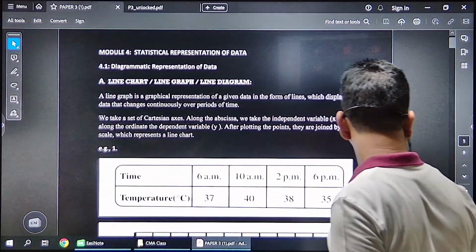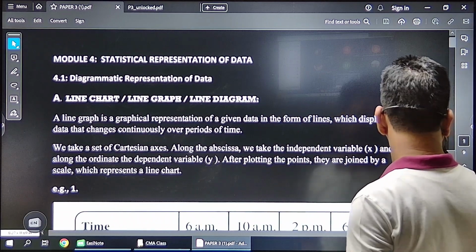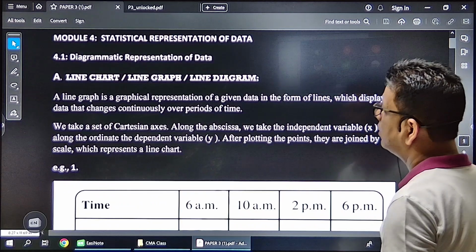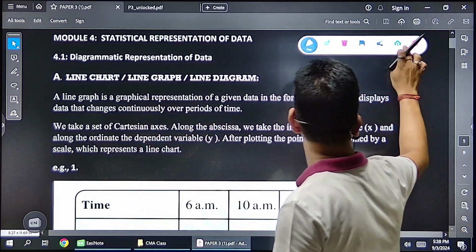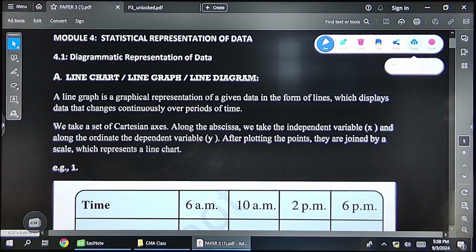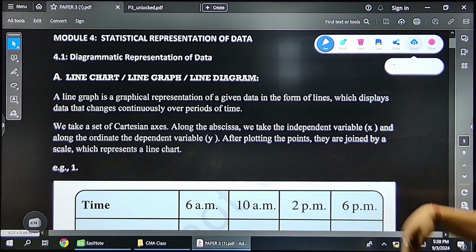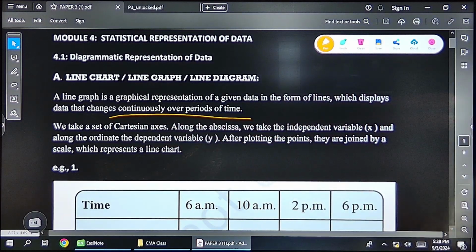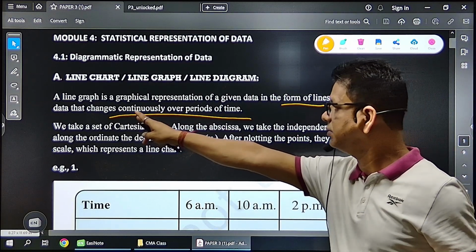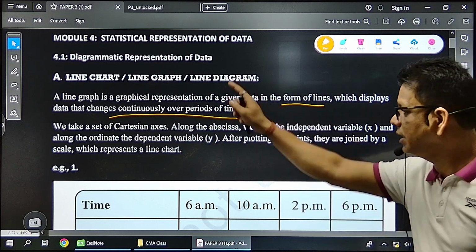just a minute, if it can be made larger. All right. So yeah. Now this is about the line chart or line graph, or we call it line diagram. A line graph is a graphical representation of data in the form of lines, which displays changes of data continuously over a period of time. That means whatever data we have, we represent them in the form of lines. We just make lines for the data to represent. And what the line graph shows is the continuous changes of the data over a period of time. When time is changing, what changes take place in the data? That is represented by a line chart, right?